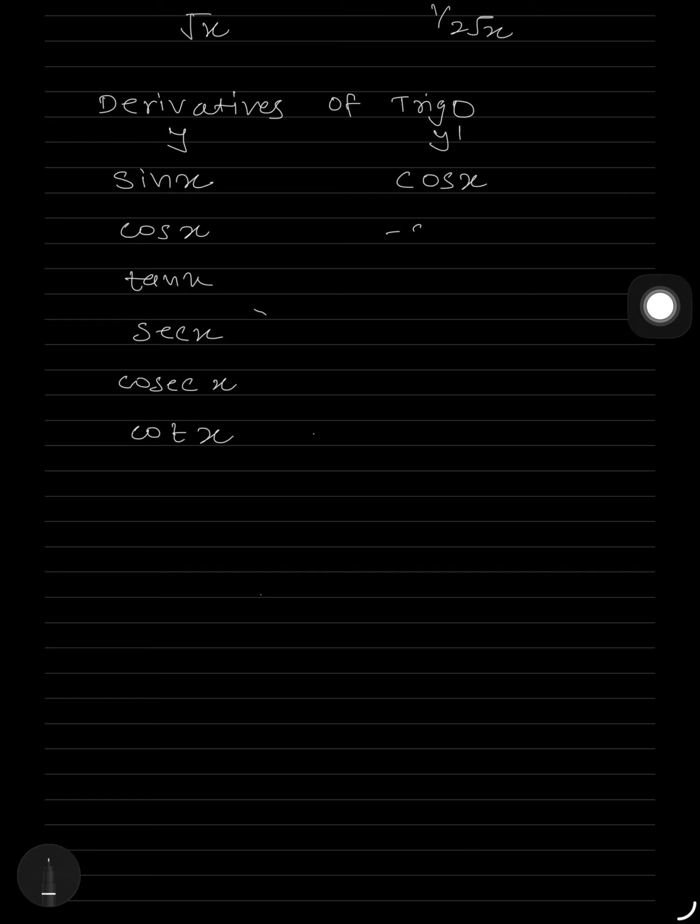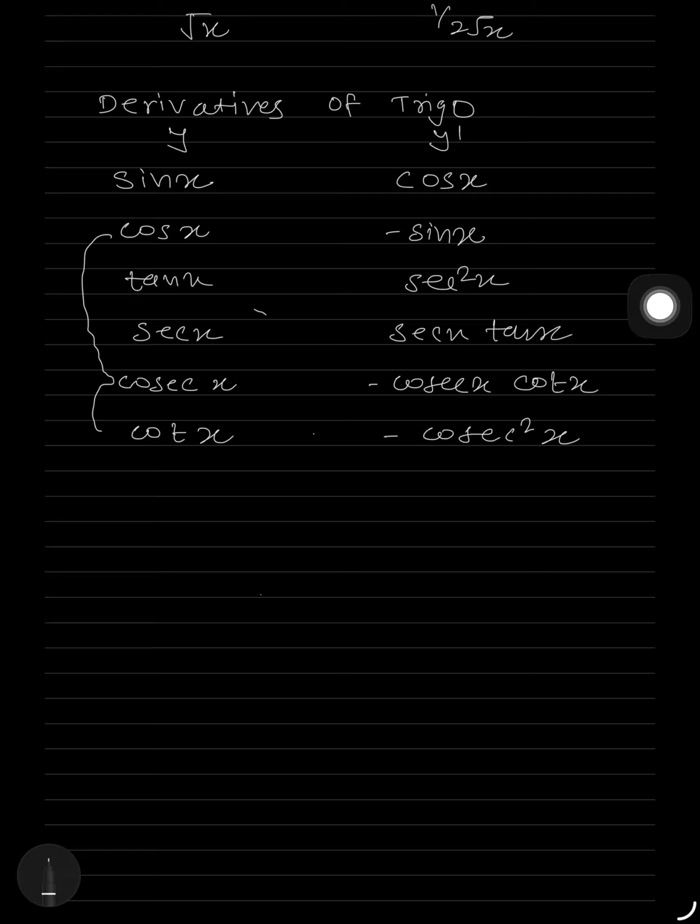The derivative of cos x is minus sin x. The derivative of tan x is sec square x. The derivative of sec x is sec x tan x. The derivative of cosec x is minus cosec x cot x, and the derivative of cot x is minus cosec square x. Over here we can observe that the derivatives of co-ratios are always negative. A co-ratio is one which comes with the co. Otherwise all the derivatives come with a positive sign.